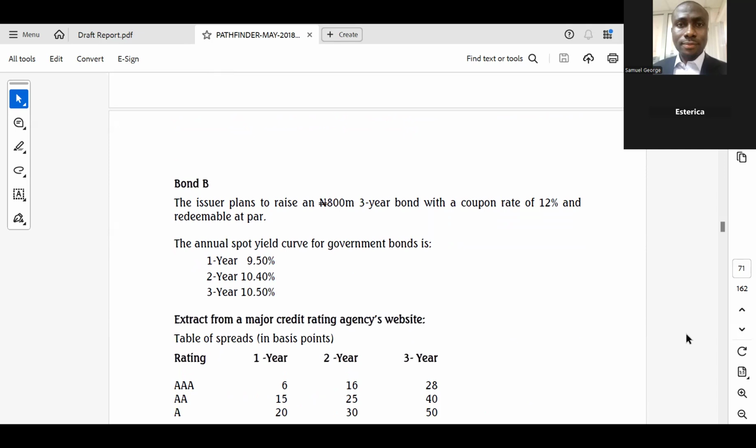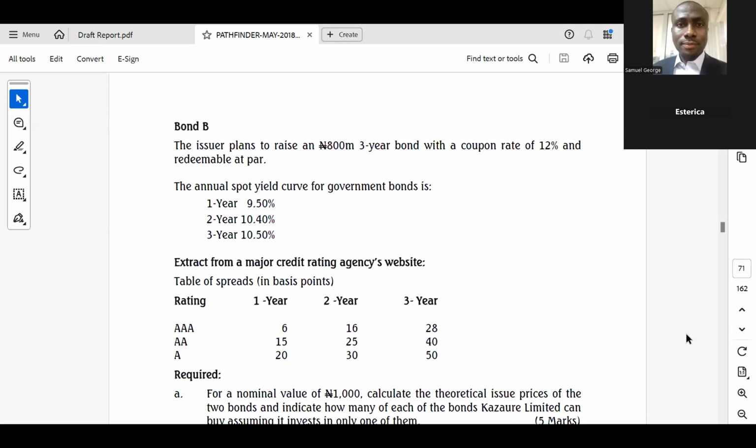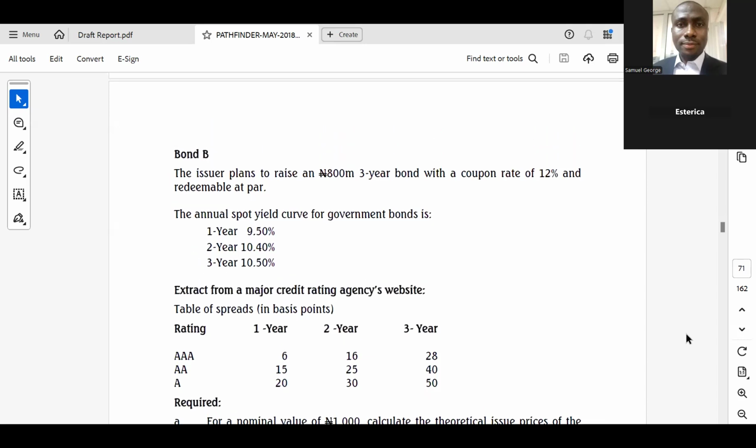Now, they said the annual spot yield curve for government bonds is year 1, 9.5%, year 2, 10.4%, year 3, 10.5%. Now, let me quickly explain this annual yield curve. Governments also normally issue bonds, and their coupon or interest rate is called the risk-free rate. It normally changes because these bonds are priced in the market. You can buy a 2-year bond in October, and by now the price in the market has gone down.